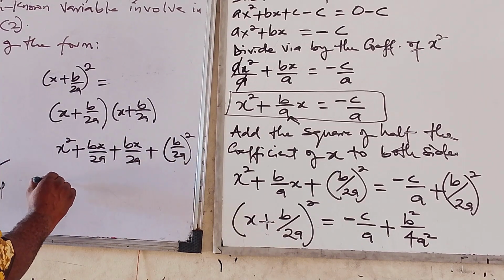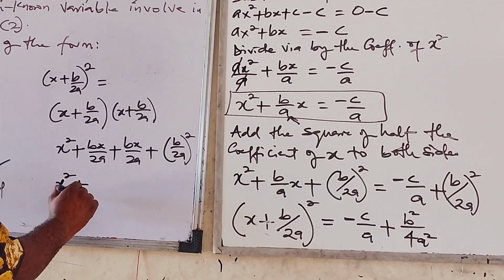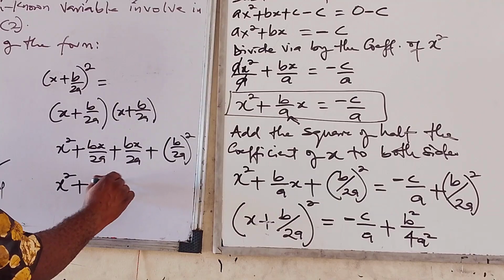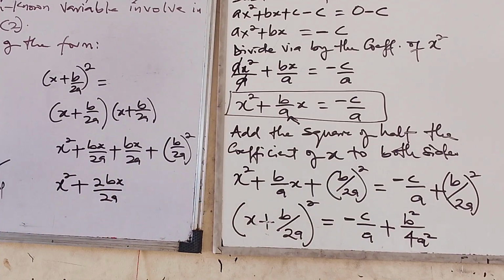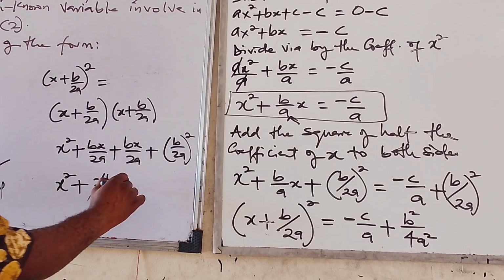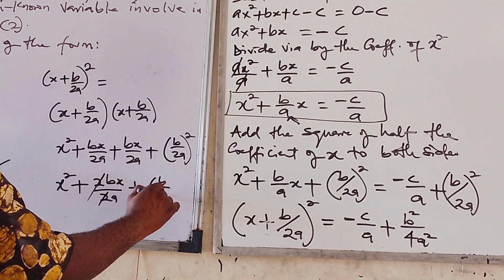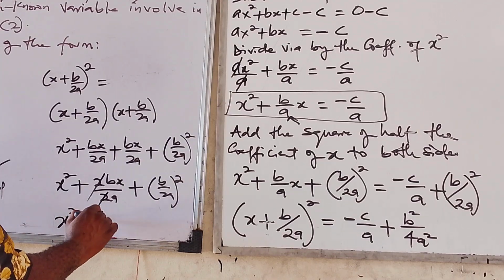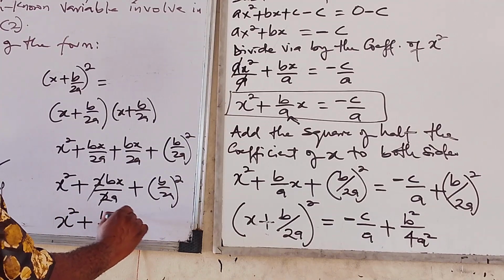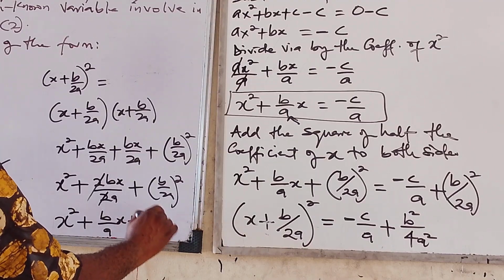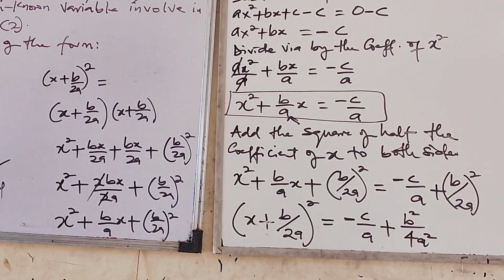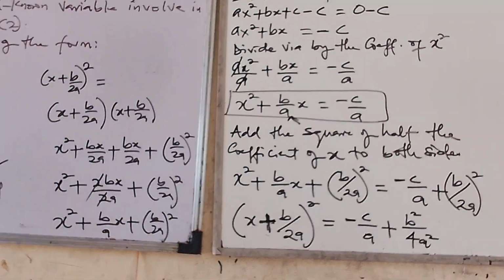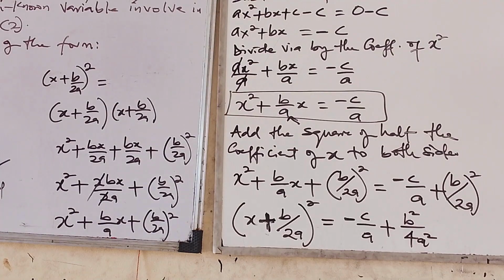So the whole of this will be x squared plus bx all over 2a plus bx over 2a, which becomes 2bx all over 2a. Now this 2 will go with this 2. So here we have plus (b all over 2a) all squared. So this is the same as x squared plus b all over a times x plus (b all over 2a) all squared. Now you can see that the whole of this expansion is the same thing as (x plus b all over 2a) all squared.